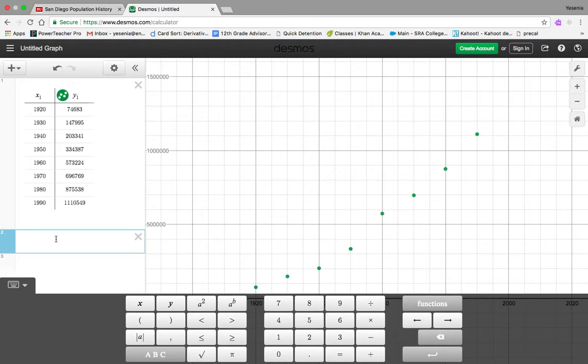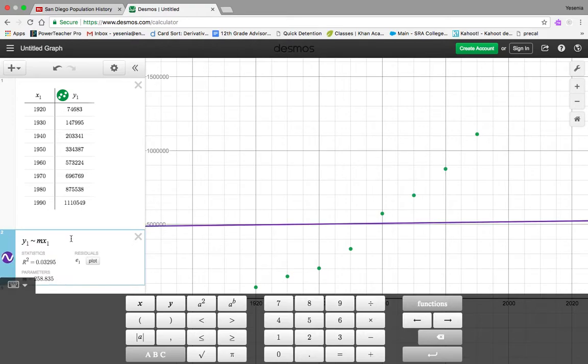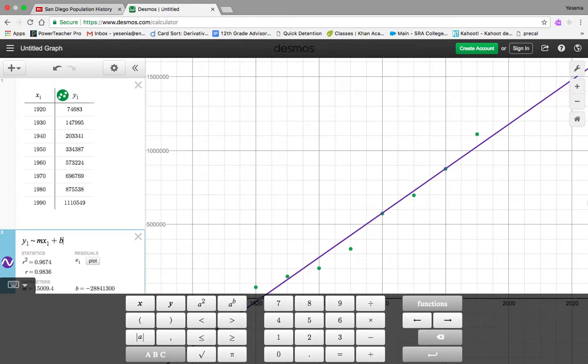In Desmos, your linear model has a specific format, and I gave you a handout on how to write those formats. My linear model in math is y equals mx plus b. But in Desmos, you have to put y, underscore 1, then a tilde, and then mx, and after the x, you put an underscore 1, and then plus b. So there we go.